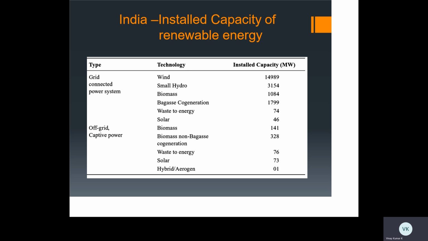And the next thing, off grid captive power. Off grid means not directly connected to the grid. We get the generated power from different sources of generation, and then it is connected to the grid. That is from biomass, from bagasse cogeneration, and waste to energy, solar. The next thing we can continue in the next period.